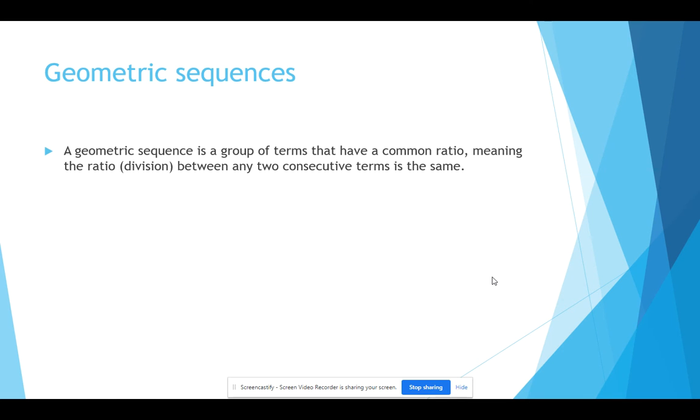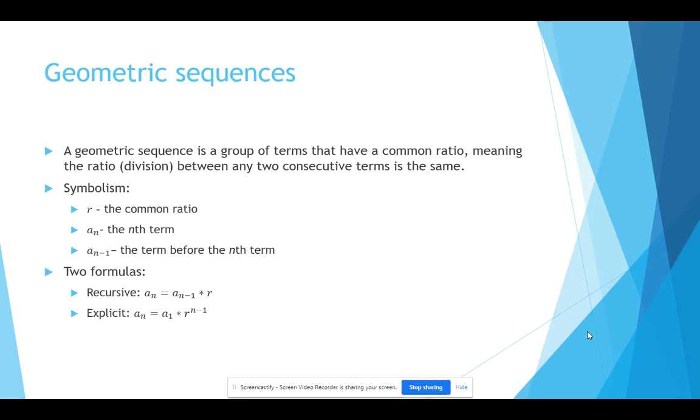Geometric sequences are ones that have a common ratio, meaning that the ratio between any two consecutive terms is going to be the same. So instead of working with addition and subtraction like we did with arithmetic sequences, we're going to be working with multiplication and division with geometric sequences. The symbolism that we'll use here, instead of D for common difference, we'll use R for the common ratio. Everything else is going to be the same, using A for the terms and subscripts for the number of the term.